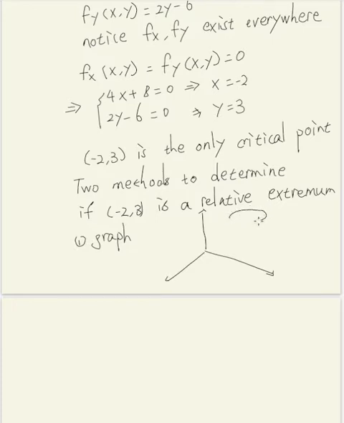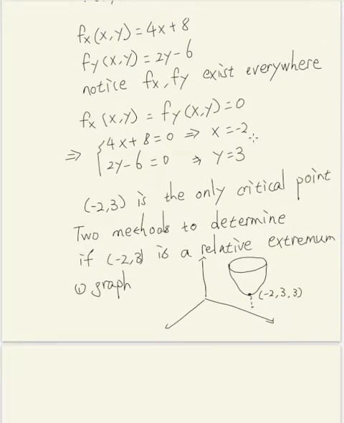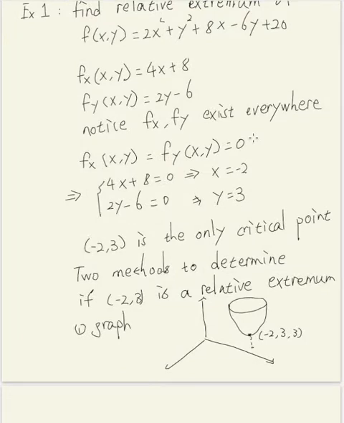This is the way to draw it, probably. Okay, and this point has the coordinate (-2, 3, 3). That's just obtained by plugging in -2 and 3 into our expression for f. You will get 3 as an output.